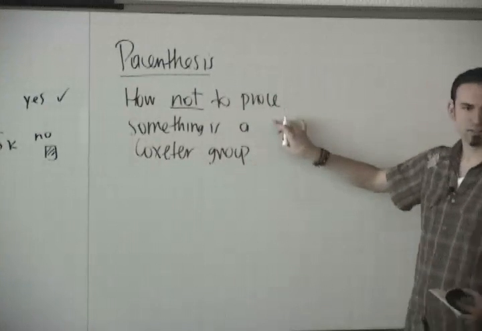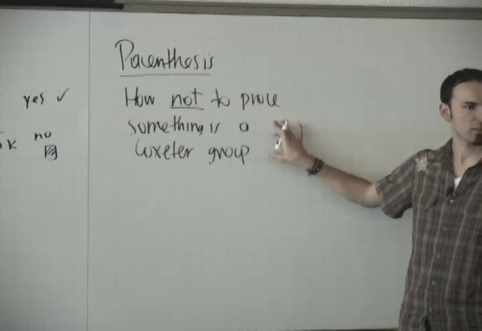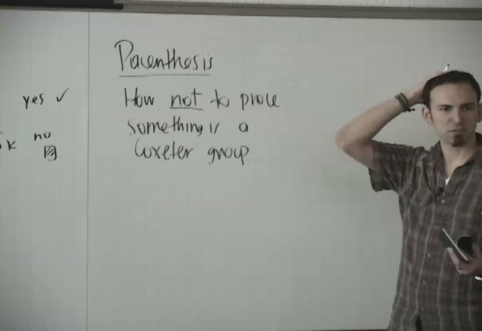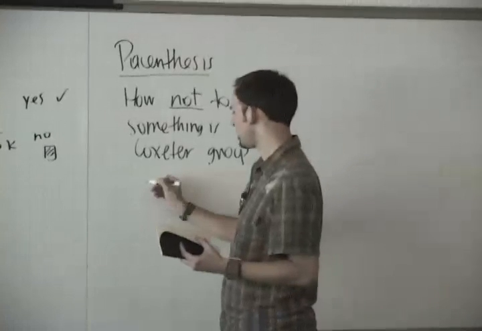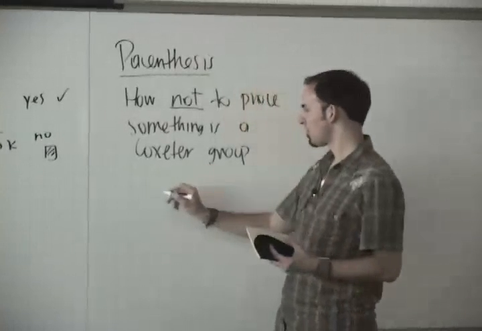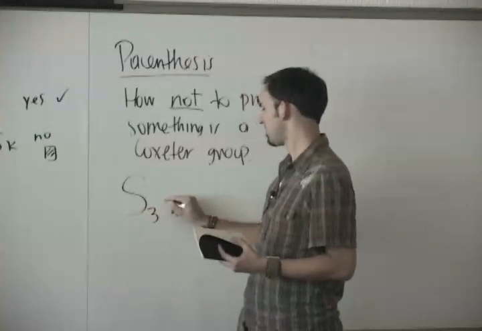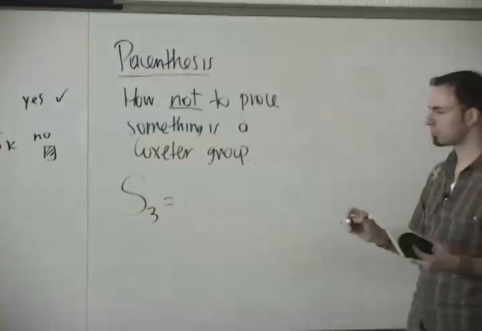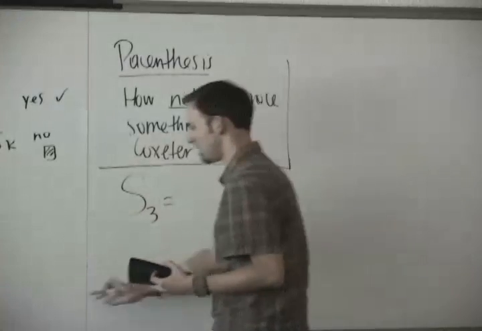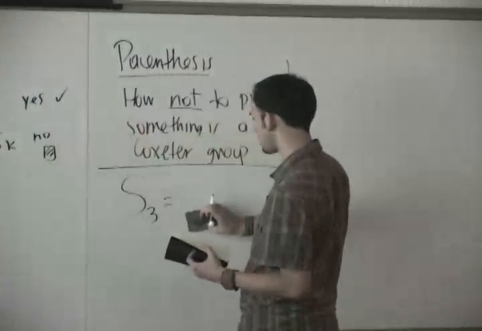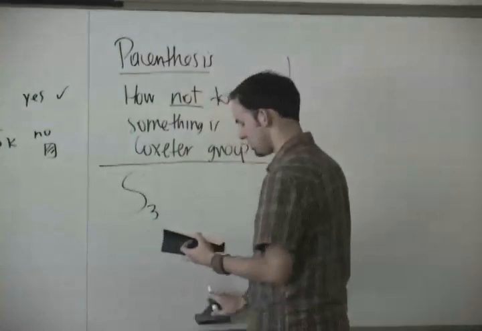And actually, what I'm going to explain now, I'm basing on a very good idea that someone posted on the forum, and it was one of you, but I forget who. It was about how not to prove that S3 is a Coxeter group. So, a wrong proof that S3 is a Coxeter group. Well, we're going to do this.